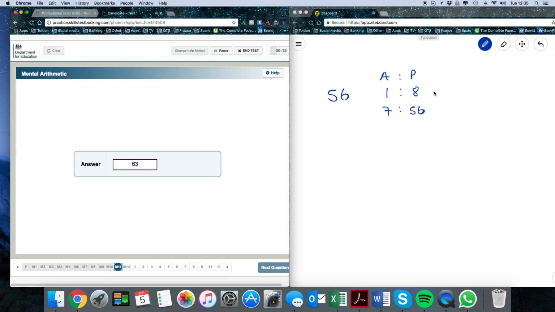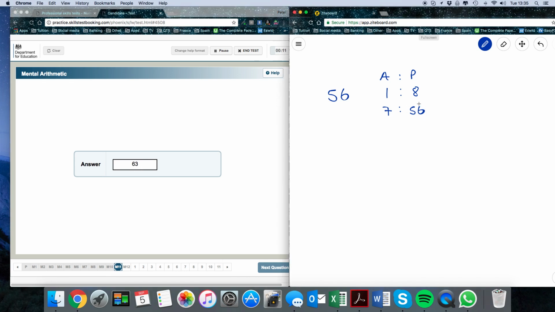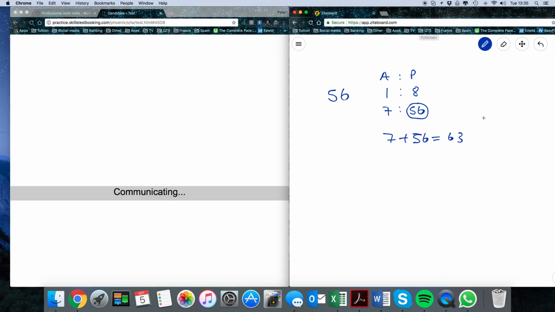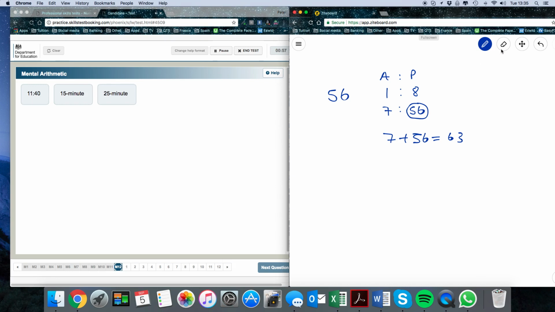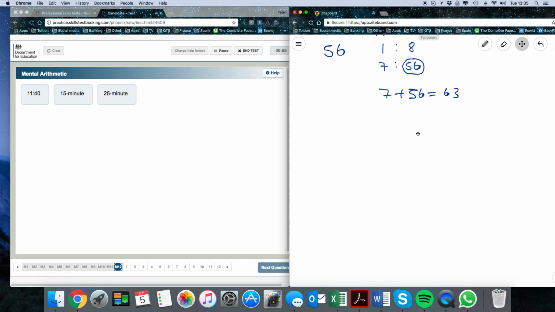Okay, very simple ratio, 1 to 8, times both by 7, you get the 56 pupils. Where people go wrong, the question is asking the total number of people on the trip. So you must do 7 plus 56. Okay, I see so many people put an answer of 7 here. Question 12. A lesson begins at 11:40.